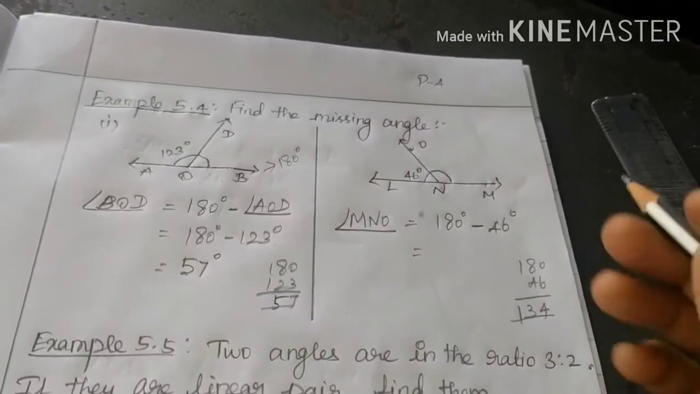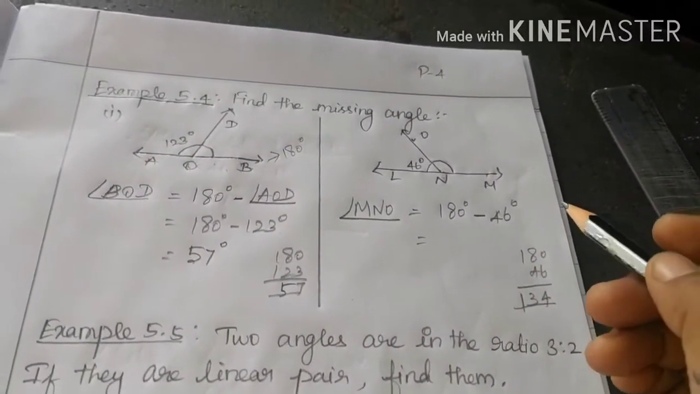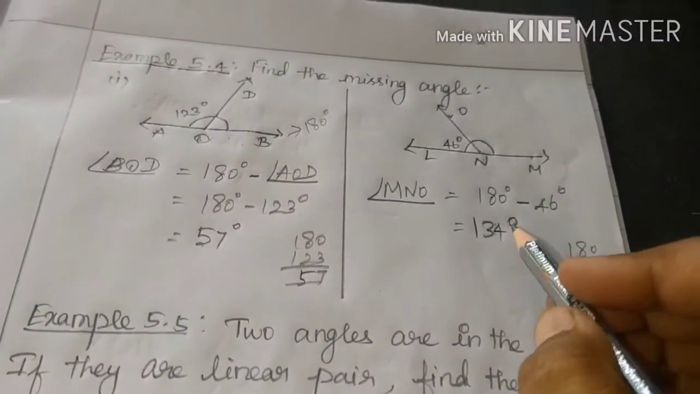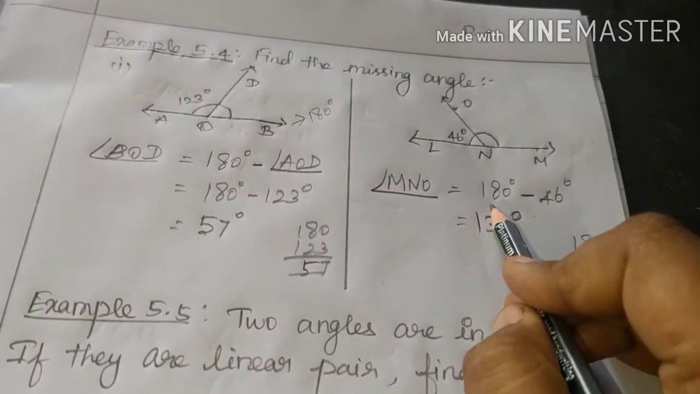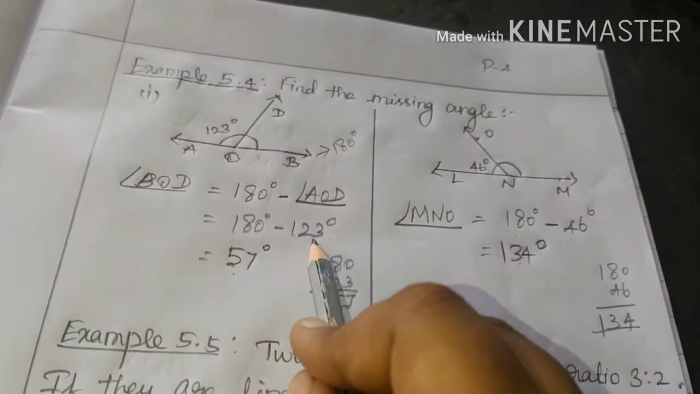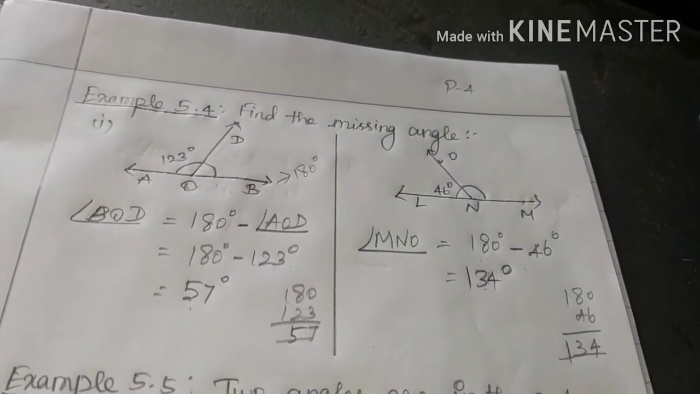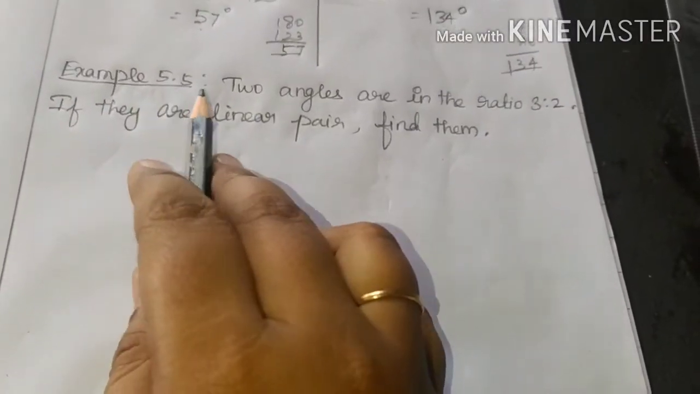Yes, so 134 I will get. Okay, 134 degree. Now you do that: 134 plus 46, automatically you will get 180 degree. Here also the same: 57 plus 123, you will get 180 degree. Okay, have you clear, children? Very much easy. Now move on to example number 5.5.